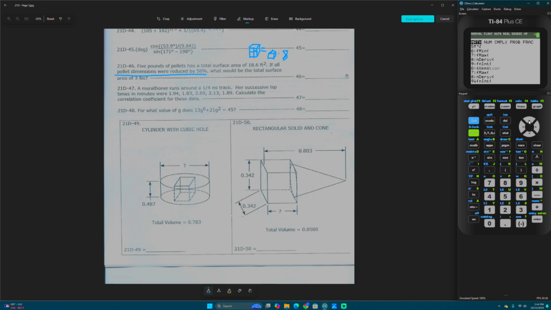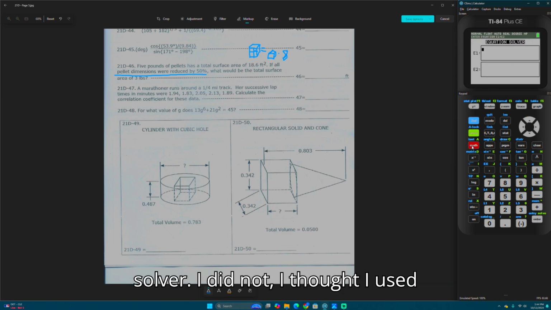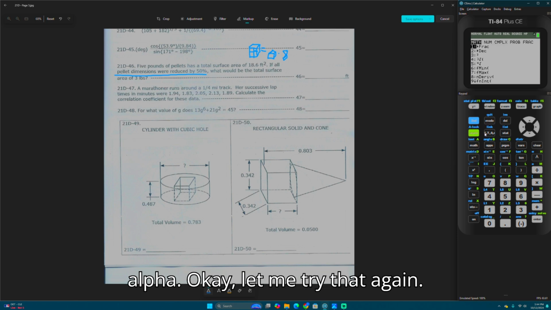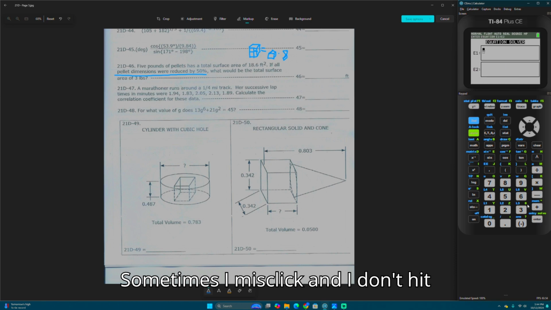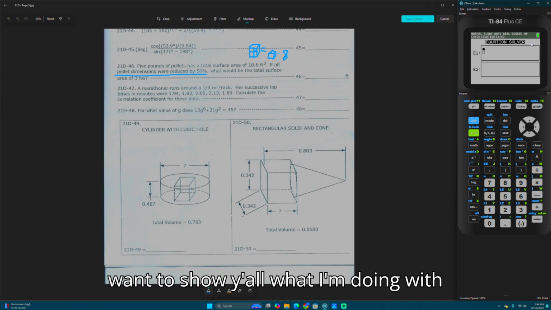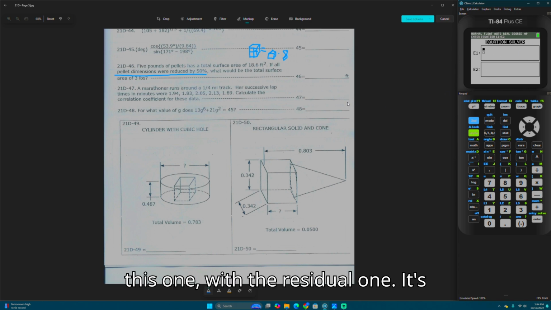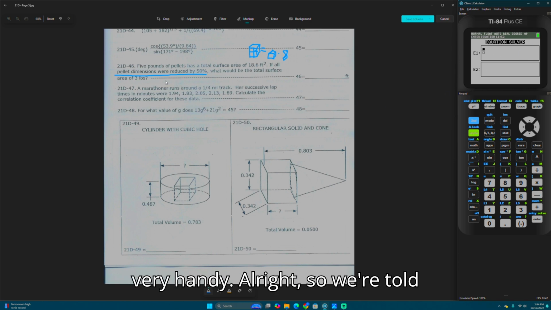So knowing that, you could use the numeric solver. I did not, I thought I used alpha. Okay, let me try that again. Sometimes I misclick and I don't hit things when I was trying to. It's a lot easier with a physical calculator, but I want to show y'all what I'm doing with this digital one. It's very handy.